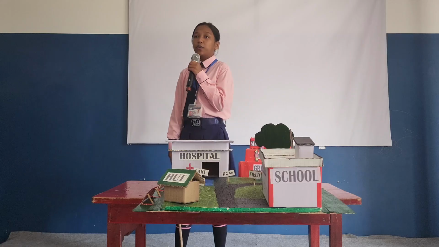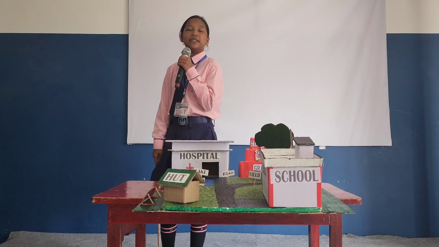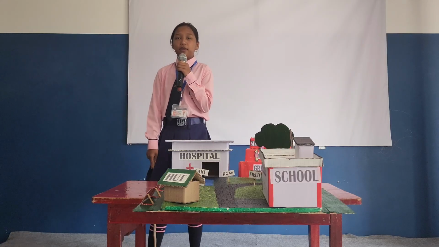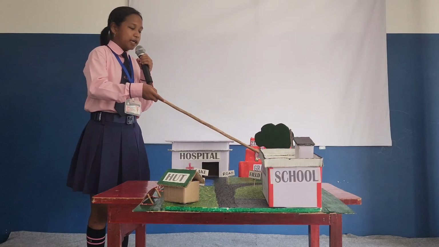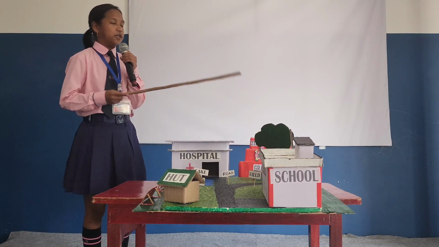It is structured around the system known as the Panchayati Raj system. And this system consists of three tiers, namely the Gram Panchayat, the Panchayat Samiti, and the Zila Parishad.